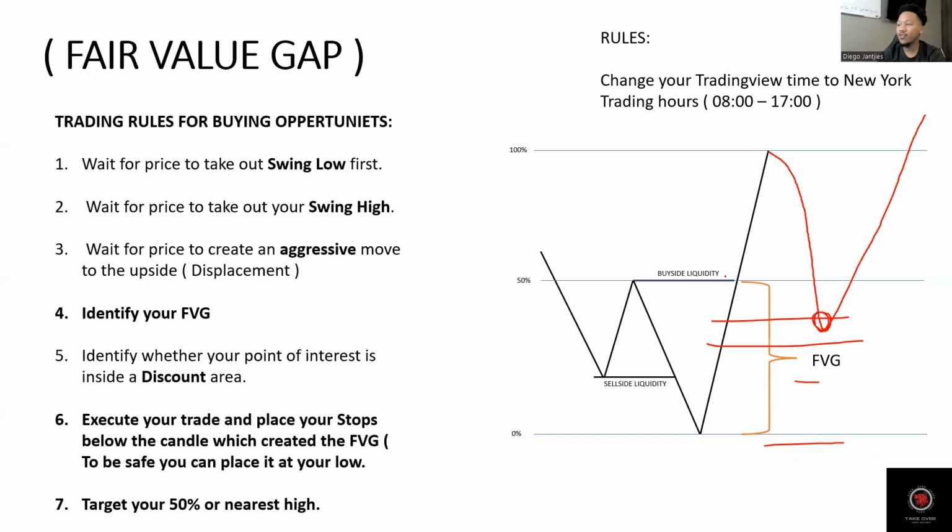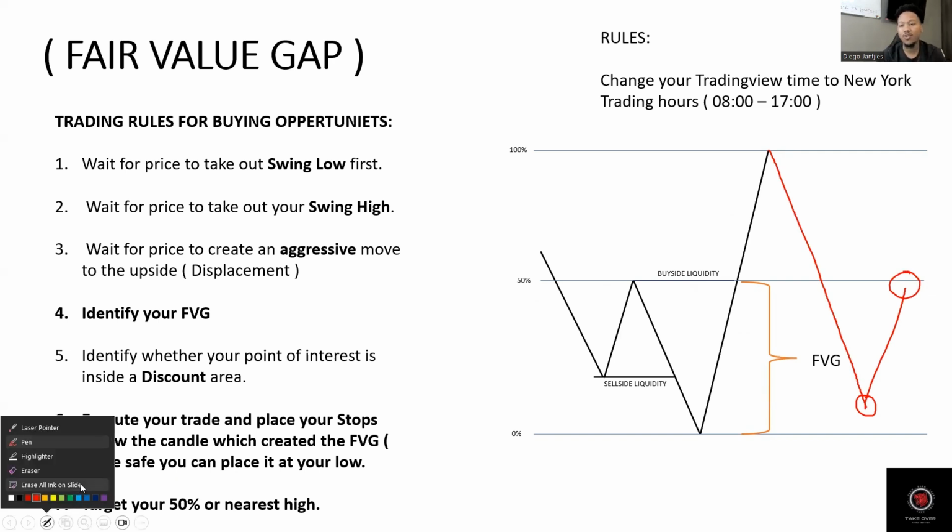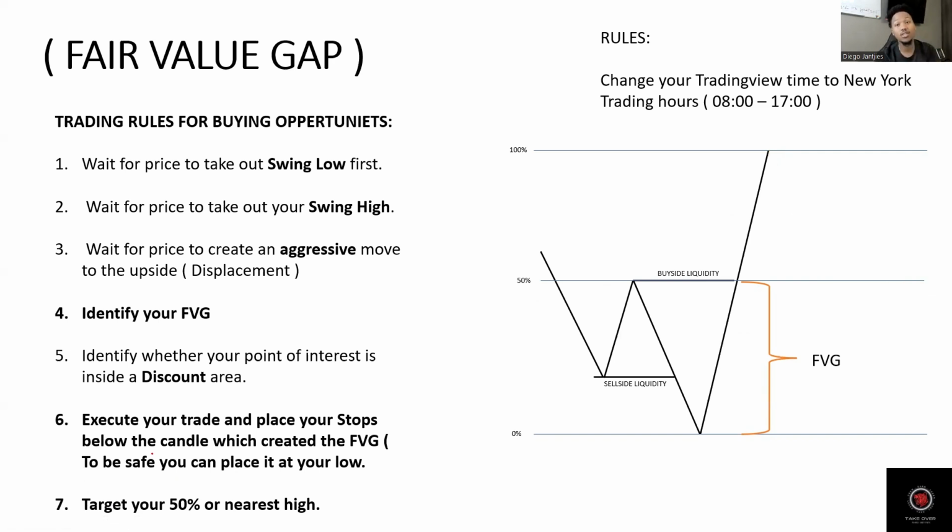Now obviously, if you're going to see price have a fair value gap right over here, you're not going to target your 50%. Instead, you're going to target your nearest high, which is that area right there. Now, Diego, when can you target your 50%? This is simply if price is going to have a deeper retracement, opening up your opportunity. Now you can target your 50%. Most importantly, I want you guys to focus on getting that 1-to-2 ratio in.